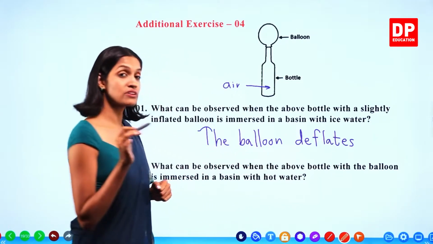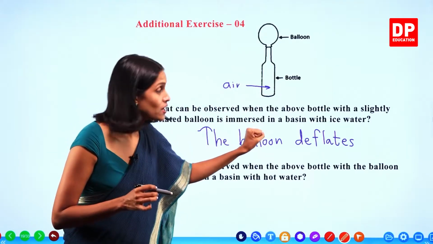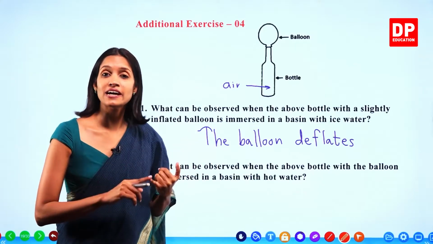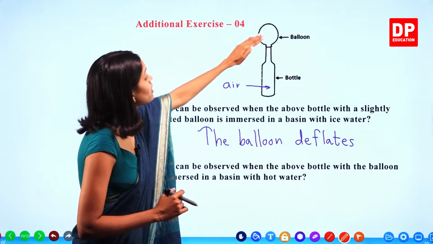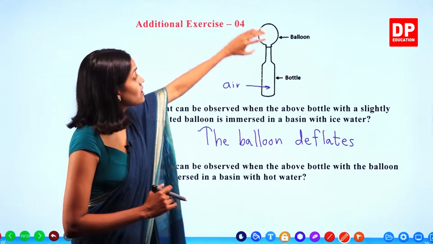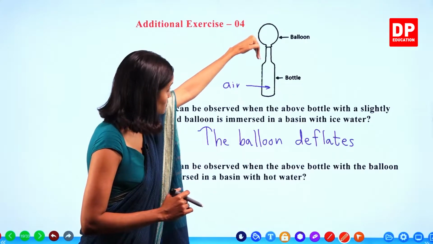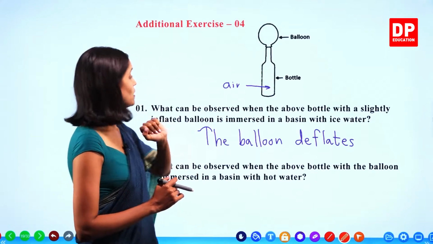So because of release of heat, the substances cool down. When they cool down, their volume and the size reduces. Okay. So when the volume decreases, what happens? The volume of air present inside the balloon comes to the bottle. Therefore, the balloon deflates. Okay.